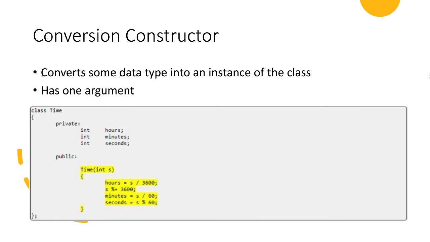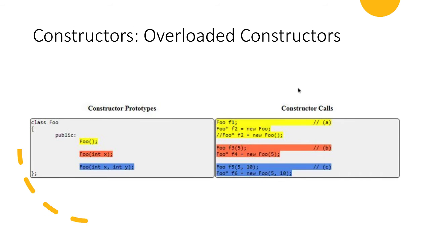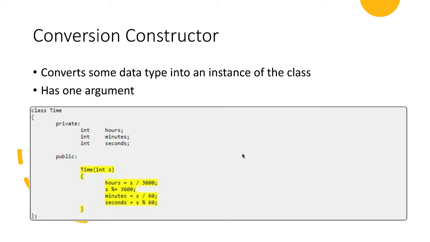So a conversion constructor converts some data type into an instance of a class. And it has one argument. So I talked about a conversion constructor earlier. I'll point that out to you. It was this one right here. Right? So it has one argument.